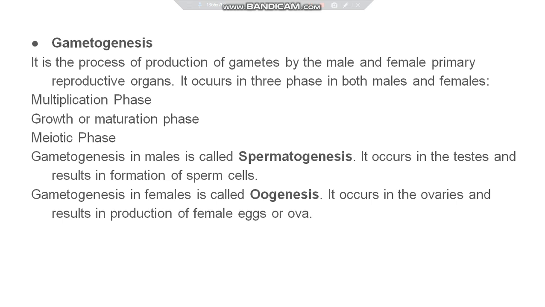Gametogenesis in males is called spermatogenesis. It occurs in the testes and results in the formation of sperm cells. Gametogenesis in females is called oogenesis. It occurs in the ovary and results in the production of female eggs or ova.